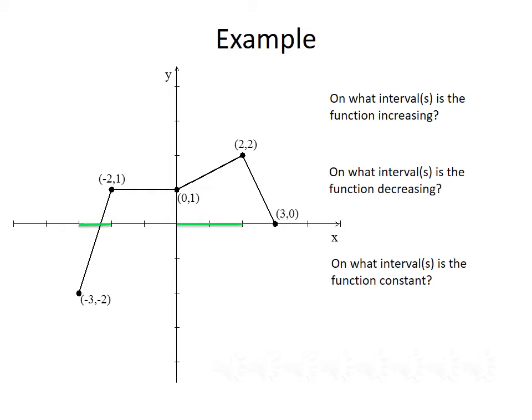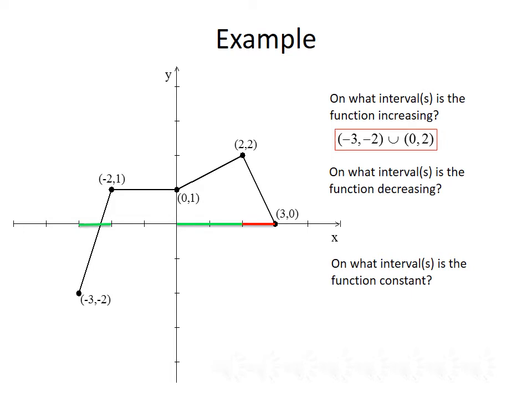So let's start with the increasing parts. The graph is increasing between the points (-3, -2) and (-2, 1), and it's also increasing between the points (0, 1) and (2, 2). Well, remember, we form our intervals using only the x values, so the function is increasing on the intervals from -3 to -2, and from 0 to 2.